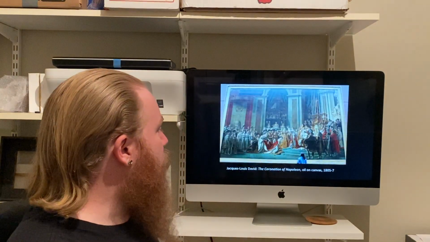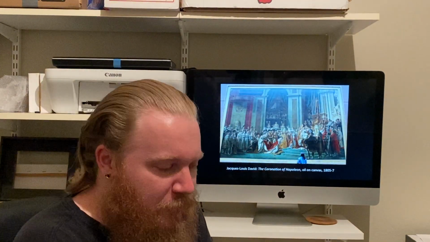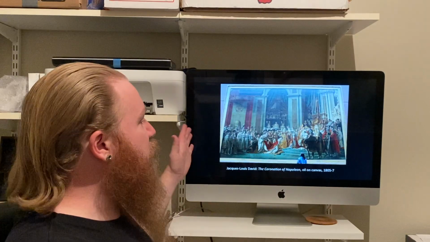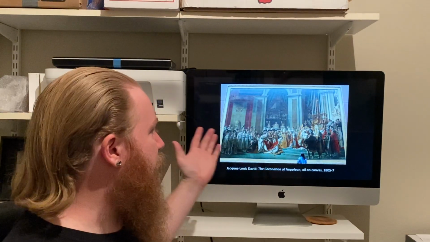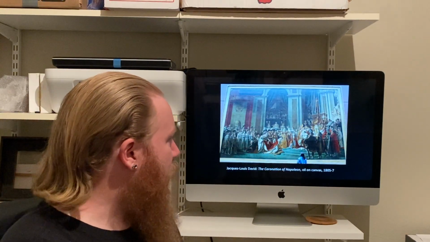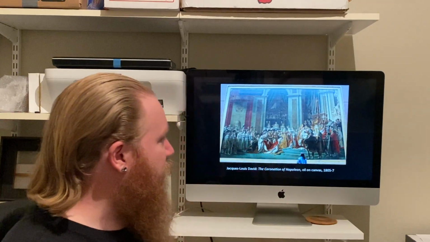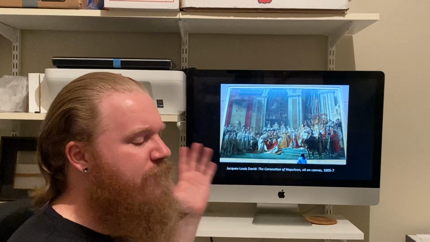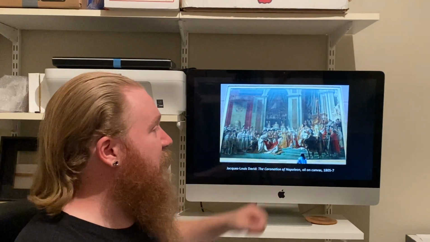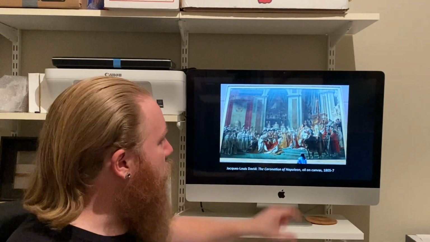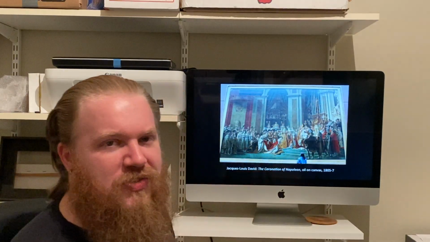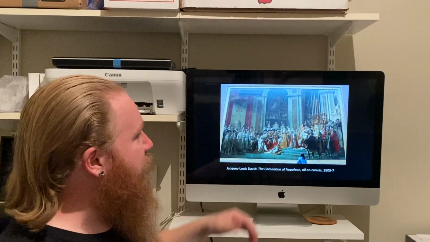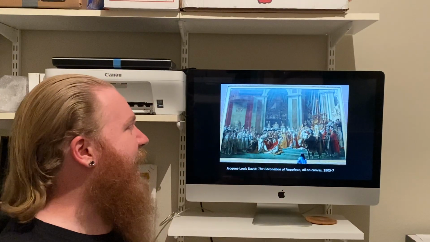Versus, say, the Coronation of Napoleon here by Jacques-Louis David, which is massive in scale. This painting is, if you can see by the person there in the foreground, at least 20 by 30 feet. It's very big. Each of these figures is larger than life size. So each of these guys is like 6 foot tall at least, and everything like this. So very, very massive in scale.